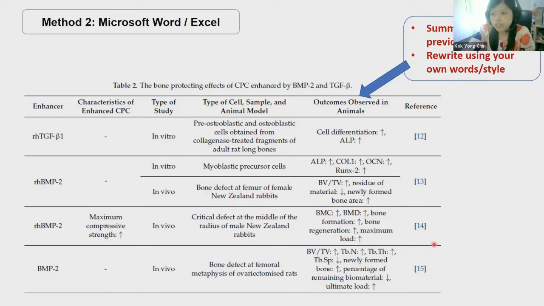Okay, it is also important to summarize the data using your own words. This can actually limit plagiarism, because you are using your own words to summarize the data, rather than copying from the other articles.